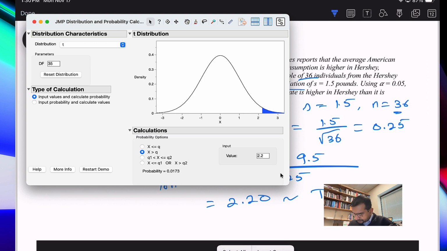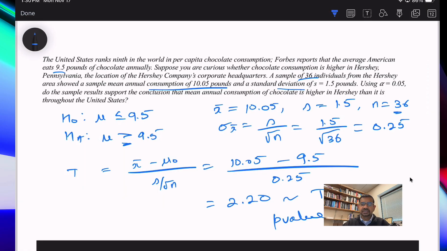Again, our p-value, which is 0.0173, is much less than 0.05, which was our level of significance. So again, the conclusion is that the probability that our sample is coming from a population where the null is true is only 0.0173. So we have ample evidence to reject the null. Our conclusion is that people living in Hershey indeed, on average, consume more chocolate than the national average.